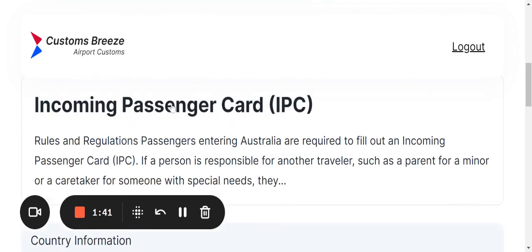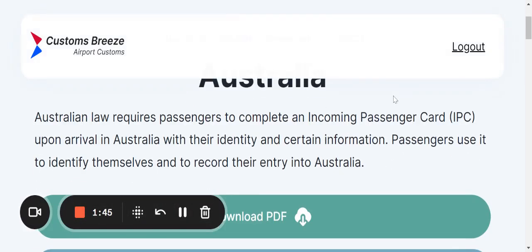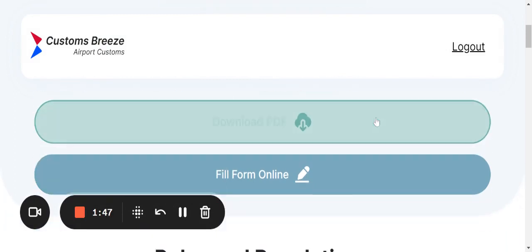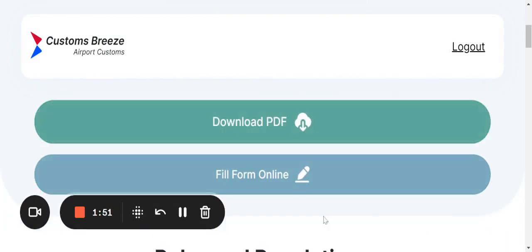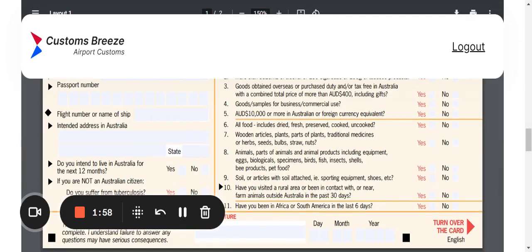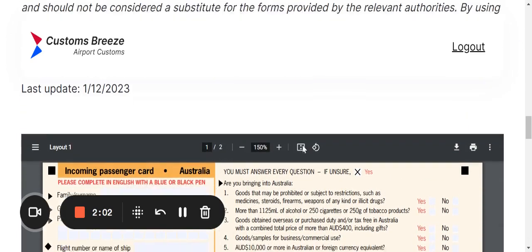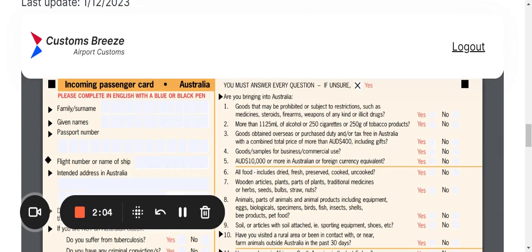So let me click on it. And here we have a section where it says you can download the PDF or you can fill out the form online. So let's click on fill out the form online. Okay, so here it is. We scroll down and this is what we have available.